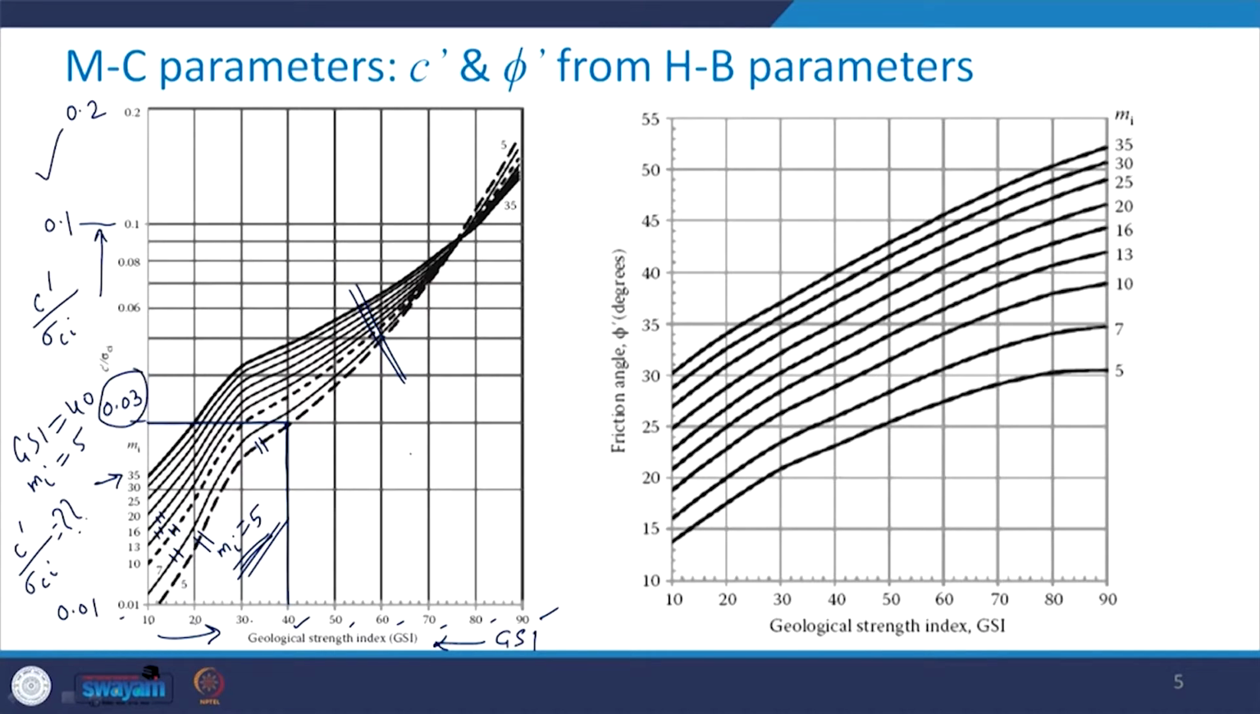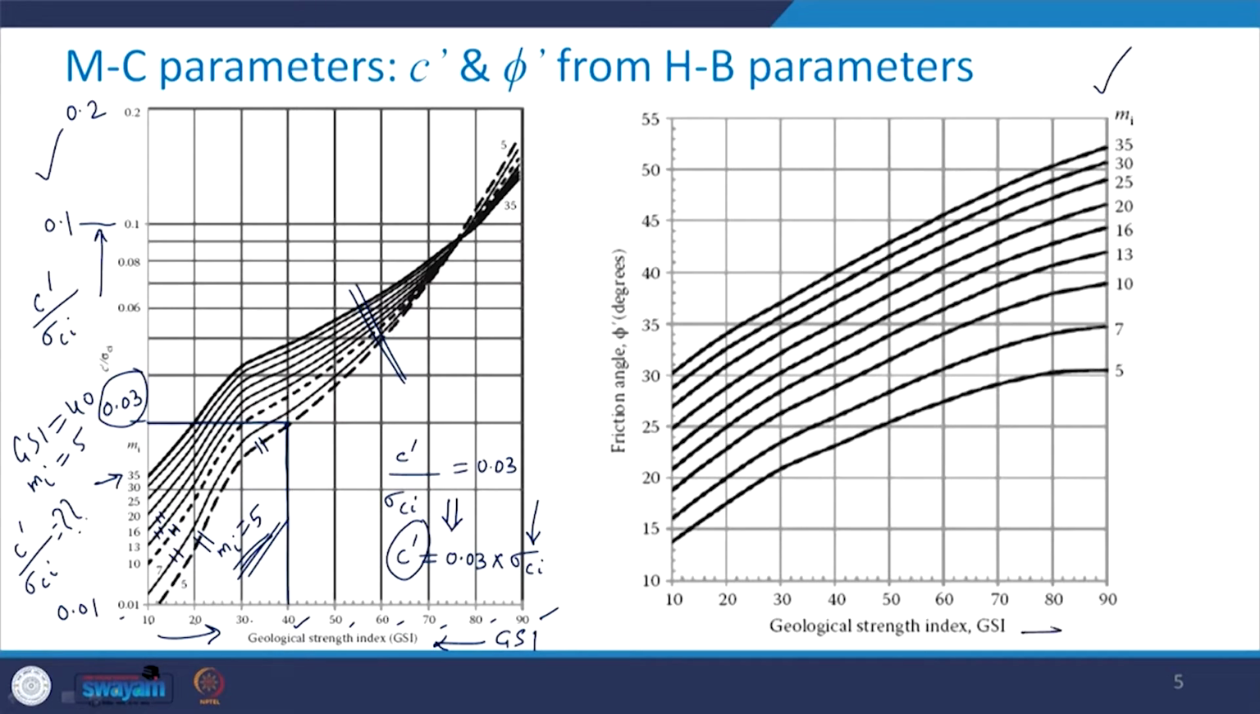So, what I am going to get from here is C prime divided by sigma Ci is going to be 0.03. So, from here I can evaluate C prime equal to 0.03 multiplied by sigma Ci. This value of sigma Ci corresponds to UCS of the intact rock, and that can be obtained with quite a precision in the lab. So, this is how the parameter C prime for the rock mass under effective stress condition can be determined. Now take a look at this figure.